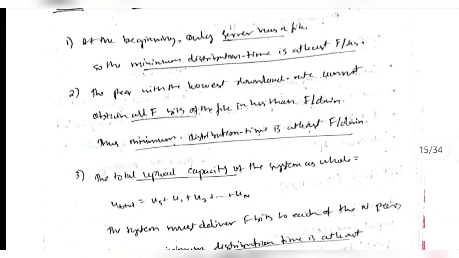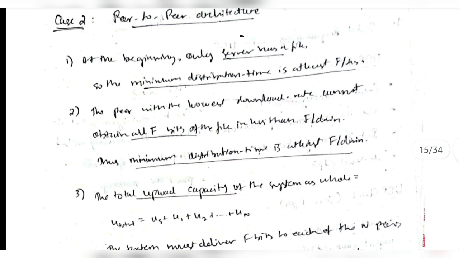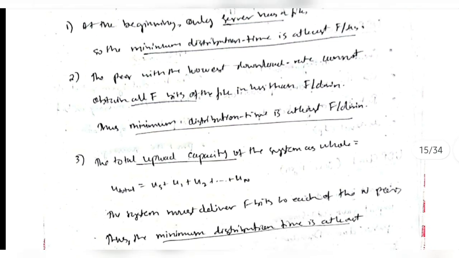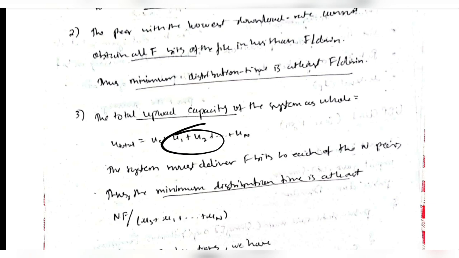Now let's come to peer-to-peer architecture. Here only one server has to upload one file, so the minimum time will be F by US. And the peer can receive the file: to receive one file, it is F by d min. For all n peers to receive, the total is nF divided by the total upload rate. This is for all the peers connected.